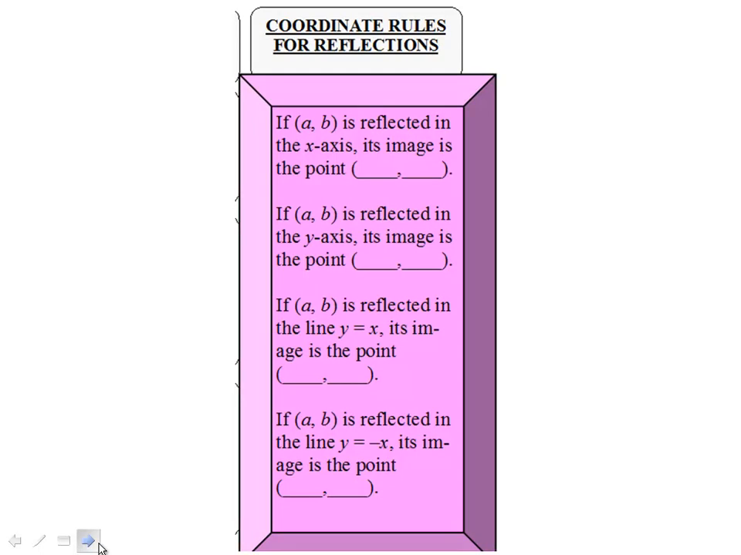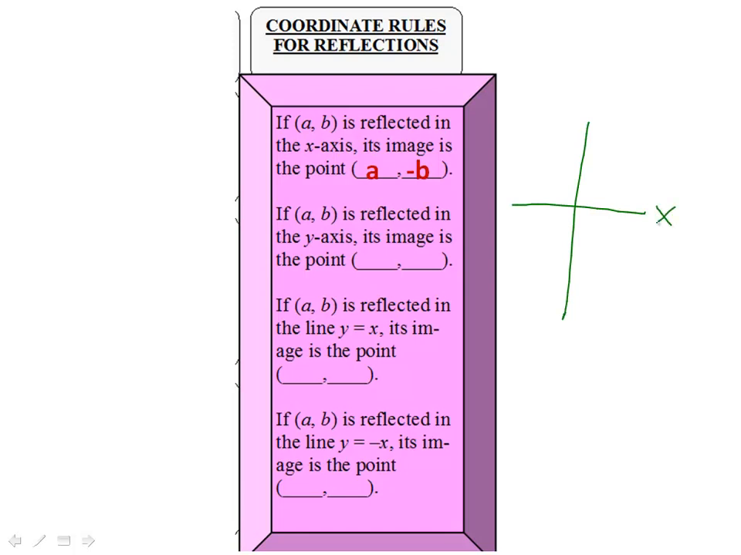So our rules for reflection, the first one: if the point A, B is reflected in the x-axis, its image is the point A, the opposite of B. So whatever the B coordinate is, we're going to do the opposite of it. And if you think about it, you don't have to write this part down, but here's my coordinate plane.